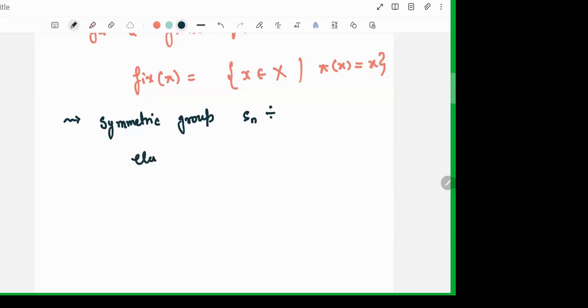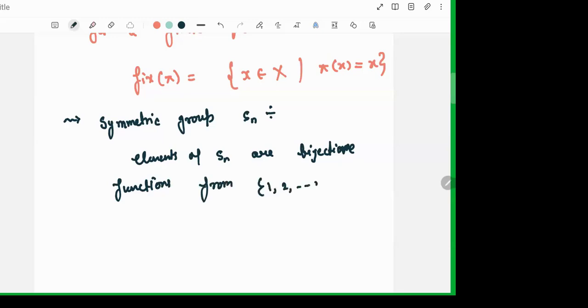Elements of Sn are functions, bijective functions. Bijective means one-one and onto functions. Bijective functions from 1, 2, up to n to 1, 2, up to n. Basically an n cardinality set to an n cardinality set. This is my n set. This is also my n set.